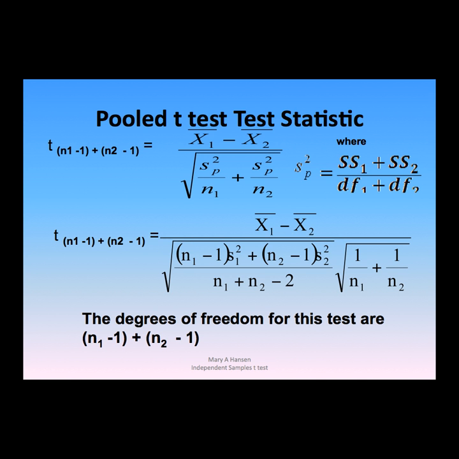Alternatively, if you're starting with raw data and computing summary statistics, you could compute the t-test statistic as x bar 1 minus x bar 2 divided by the square root of n1 minus 1 times s1 squared plus n2 minus 1 times s2 squared divided by n1 plus n2 minus 2, times the square root of 1 over n1 plus 1 over n2. As you can see, this formula is slightly more complex than the one sample t formula. However, the logic of carrying out the hypothesis test is quite similar.